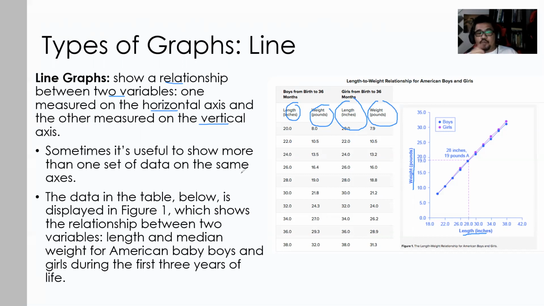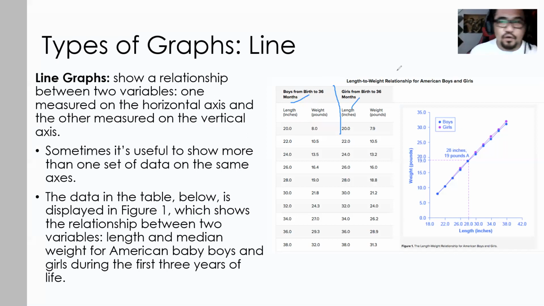Now, take note. Sometimes it is useful to show more than one set of data, as also presented in our discussion. There are two sets of data: boys birth to 36 months and girls birth to 36 months. So these are comparing two growth sets for boys and girls, represented in our table and provided in our graph also. So the data in the table below displays a figure which shows the relationship between two variables, the length and the median weight for American baby boys and girls during the first 3 years of life.